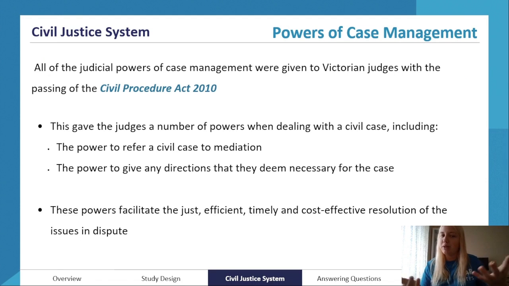All right, finishing up, what did we bring up? The judge's powers of case management. So let's have a chat about it. These are the powers that Victorian judges have within the civil justice system given to them by the Civil Procedure Act 2010. And you need to know two of them. The power to refer a civil case to mediation. I talked about this before.